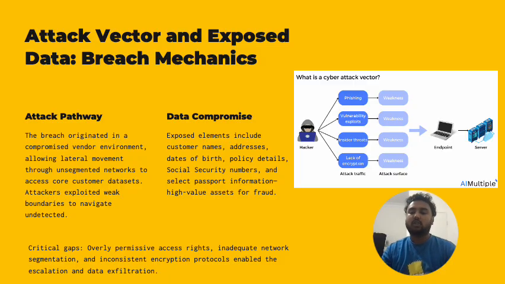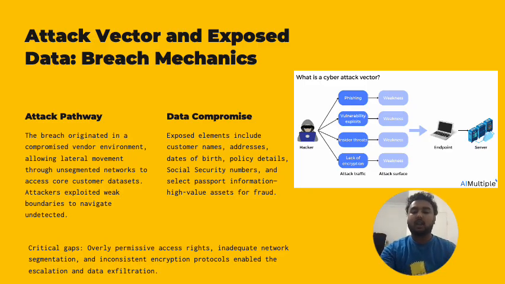The exposed data included things like customers' names, addresses, birth dates, phone numbers, and even sensitive information like social security numbers and passport details. This type of data is really valuable for identity theft and fraud. The main weaknesses here were overly broad privileges, poor encryption practices, and poor network segmentation, all of which made it easier for attackers to exfiltrate data.